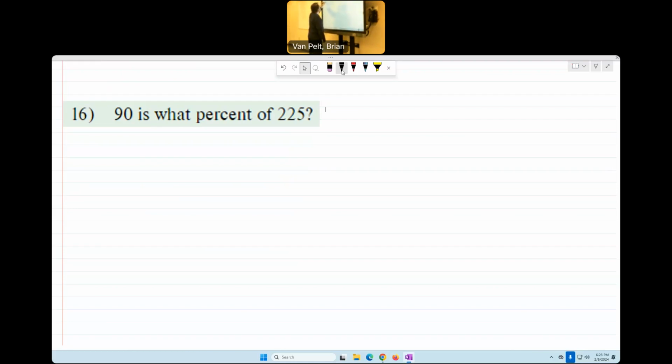Let your calculator do all the work. My calculator gave me 0.4. Is that correct? Technically, it's not what they asked for, was it? What did they ask for? A percentage. Right, so how do you make it a percent? Move the decimal two places, so that's 40%.